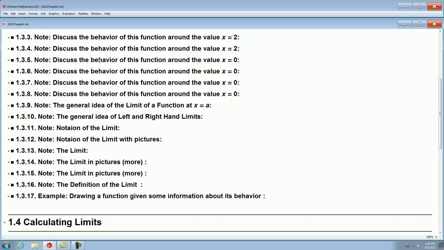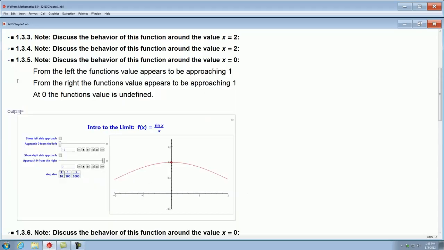Let's discuss the behavior of this function around 0. So I'm going to go to a different x value now. Okay, so for this function, sine of x over x, if you plug in 0, you get sine of 0, which is 0, divided by 0. That's undefined. So we have a hole here at 0. However, if you start plugging in values from the left, and as we approach 0, you can see that our function is going somewhere.